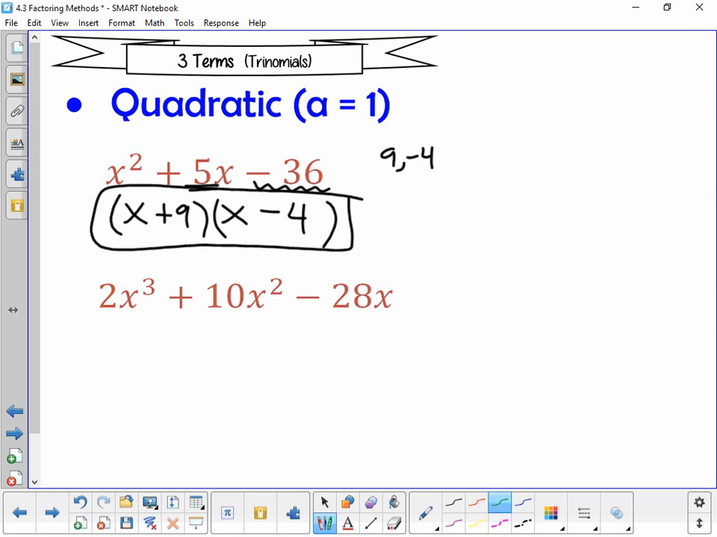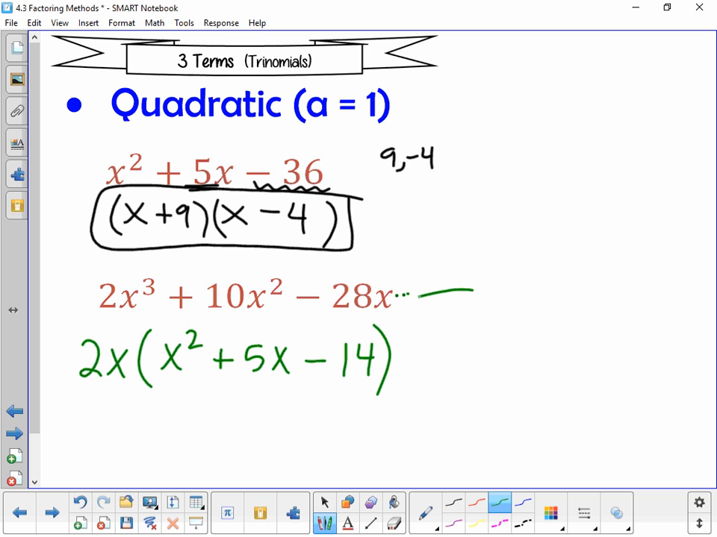The next one down, remember we're always supposed to scan, and I should mention it every time, but I sometimes forget that you should scan and check for a GCF. What do these things have in common? Well, sometimes they don't have anything in common, but this one does. We have a factor of 2x that is in common. We can factor that out to get x squared plus 5x minus 14.